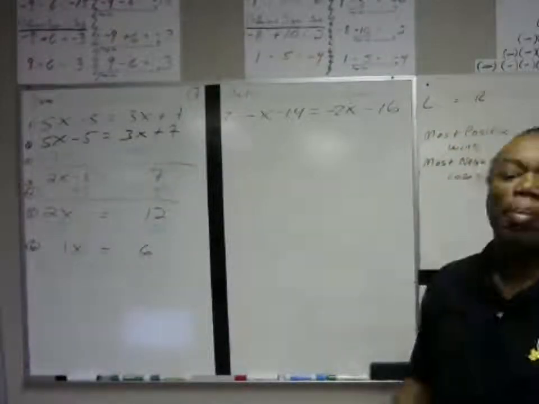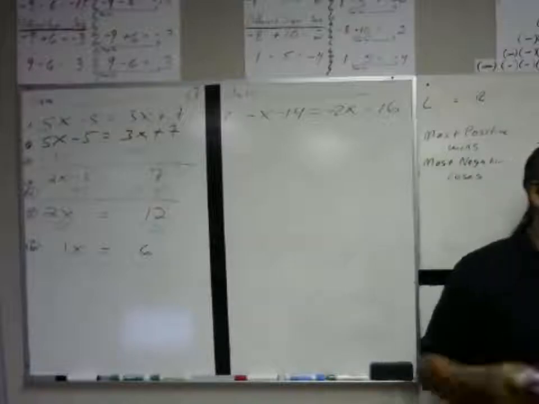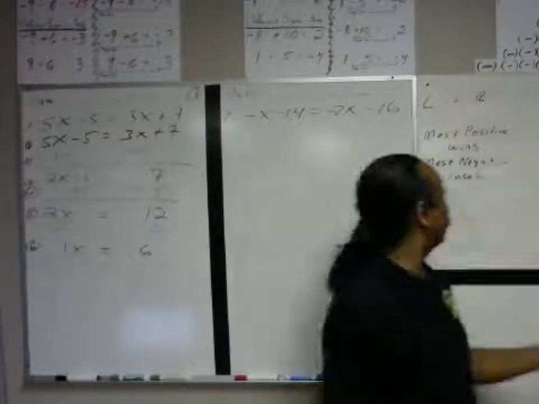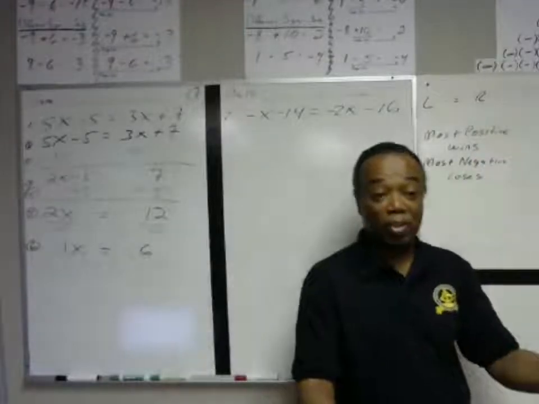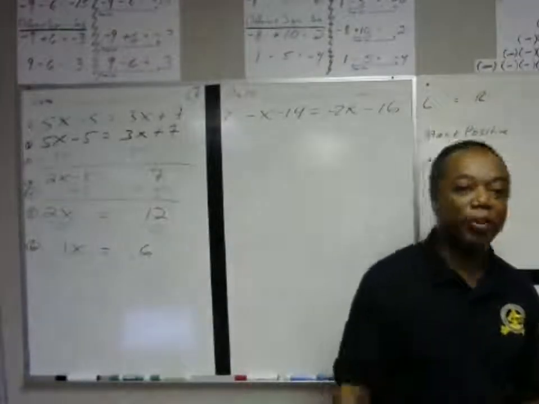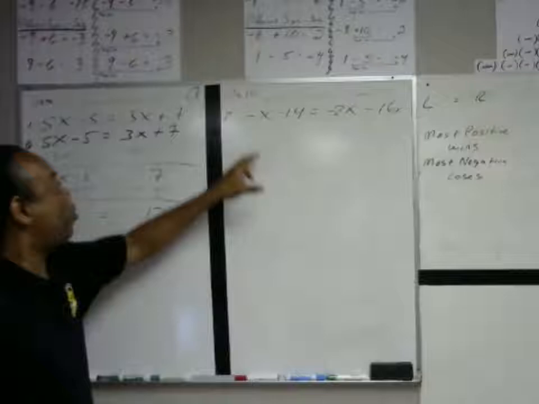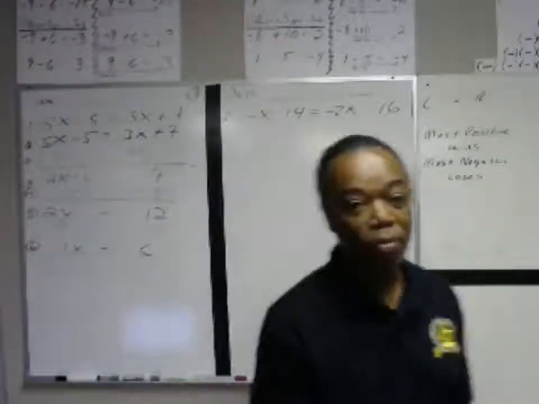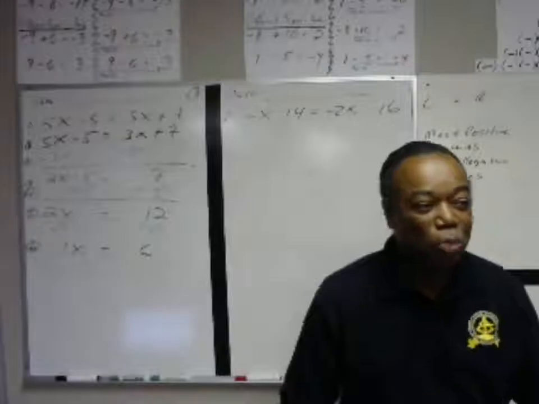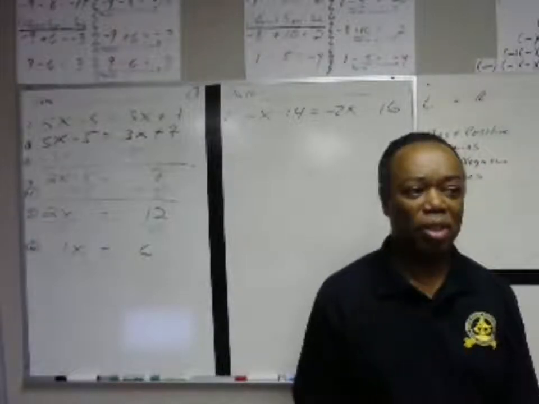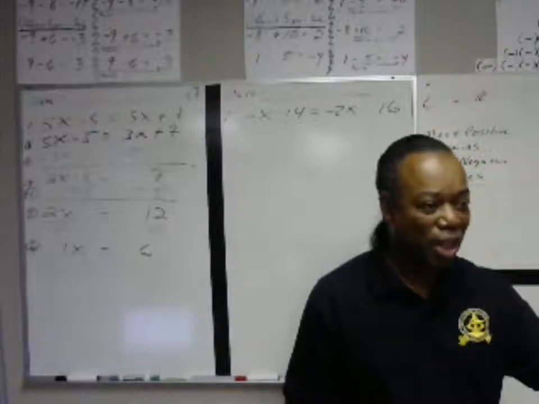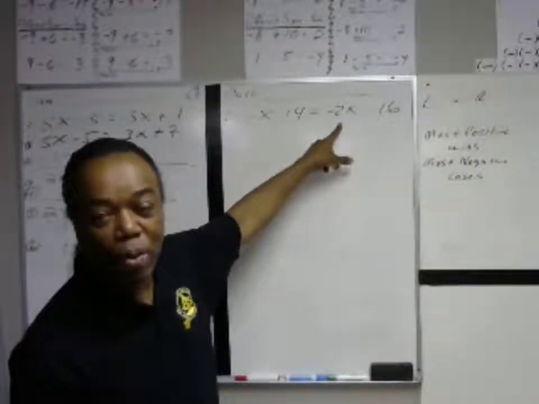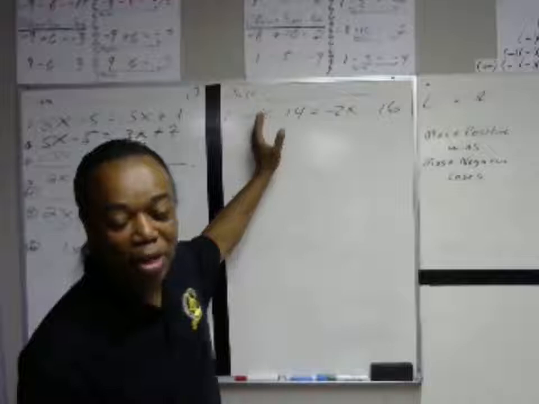On problem number 2, we're going to figure out is it going to be a left side problem or is it going to be a right side problem? Well, who's the most positive? Who's the most negative? Let's figure it out. Over here you have a negative 1x, here you have a negative 2x. Who's more negative? Right side. Exactly right. Negative 2 is a little more negative than a negative 1x.